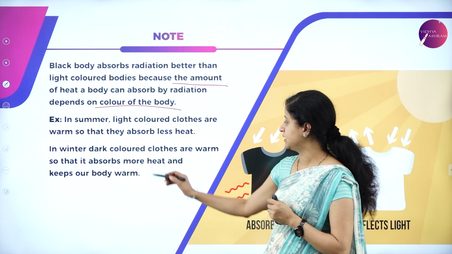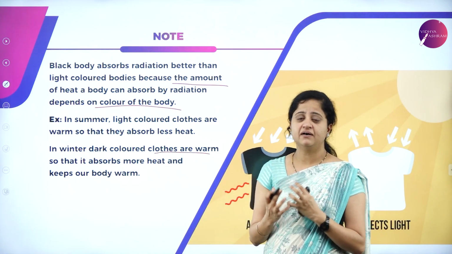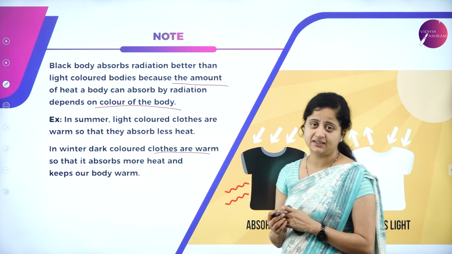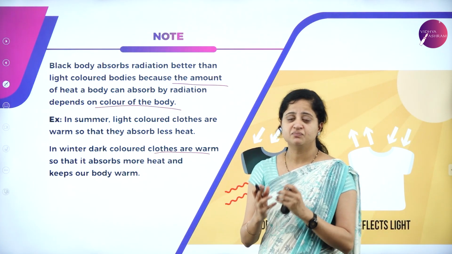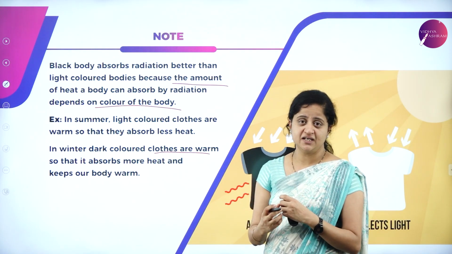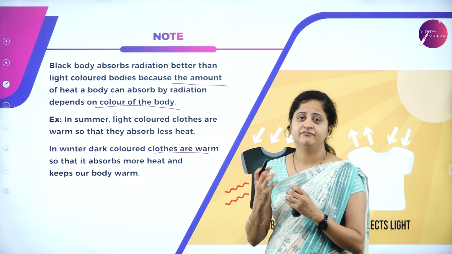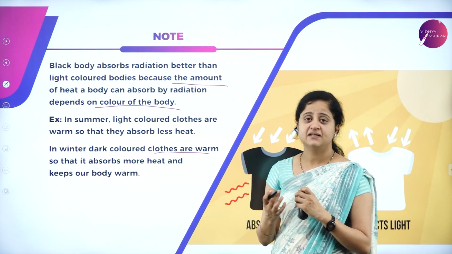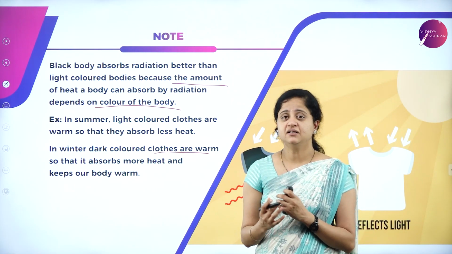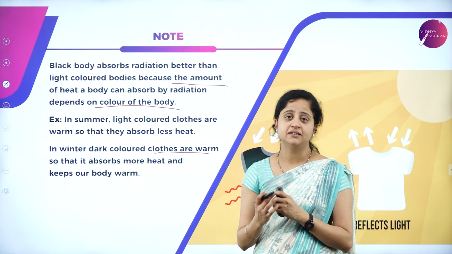And hence in winter, to keep ourselves warm, the clothes we choose to wear are generally dark colors. But in summer, we prefer light colored clothes to avoid these radiations, and to avoid our body feeling much hotter. These are a few practical applications that we come across in our daily life, and how colors behave like heat absorbers.